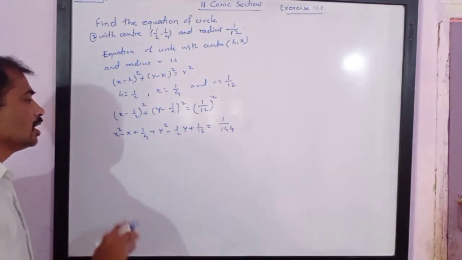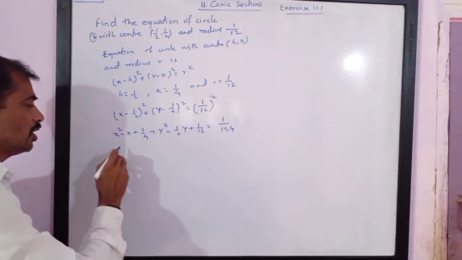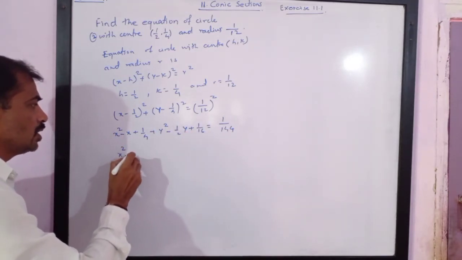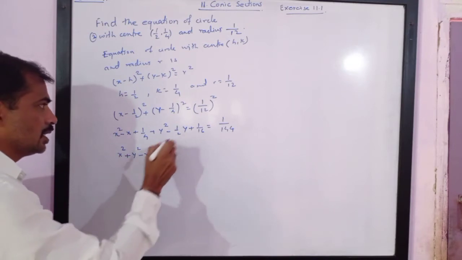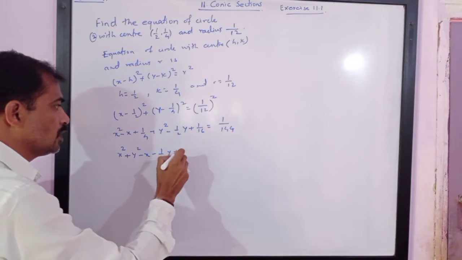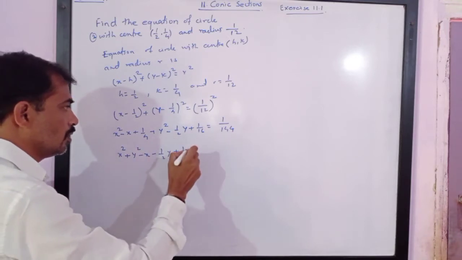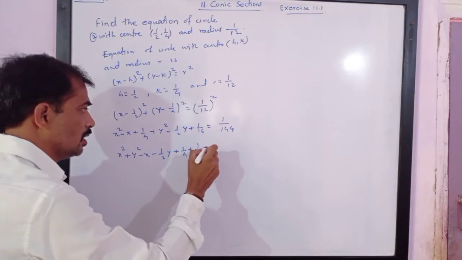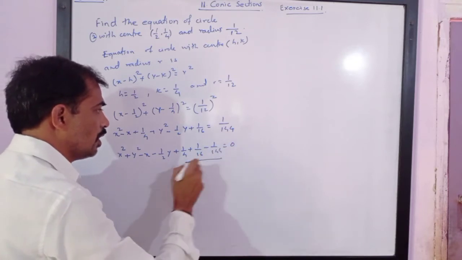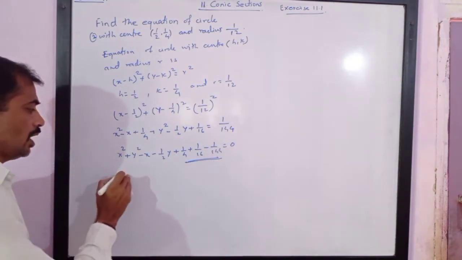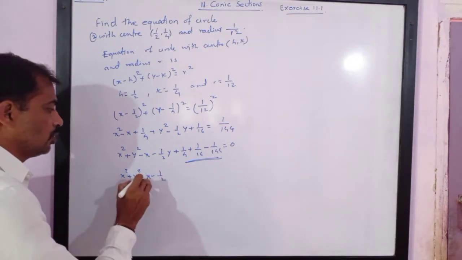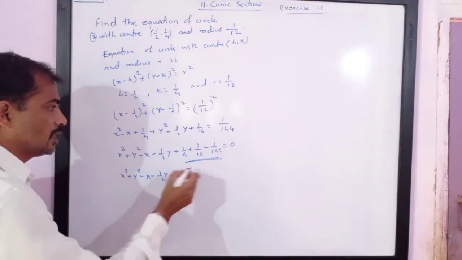Now rearrange the terms in descending powers. So you will get x square plus y square minus x minus 1 upon 2 y plus 1 upon 4 plus 1 upon 16 minus 1 upon 144 is equal to 0. So we have to solve these three terms. You are having x square plus y square minus x minus 1 upon 2 y plus.